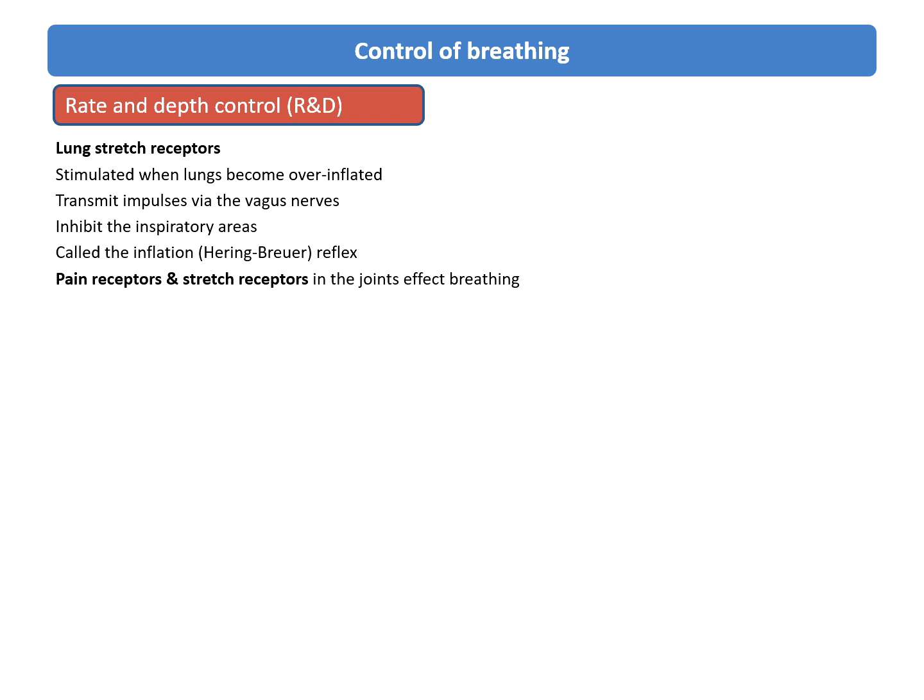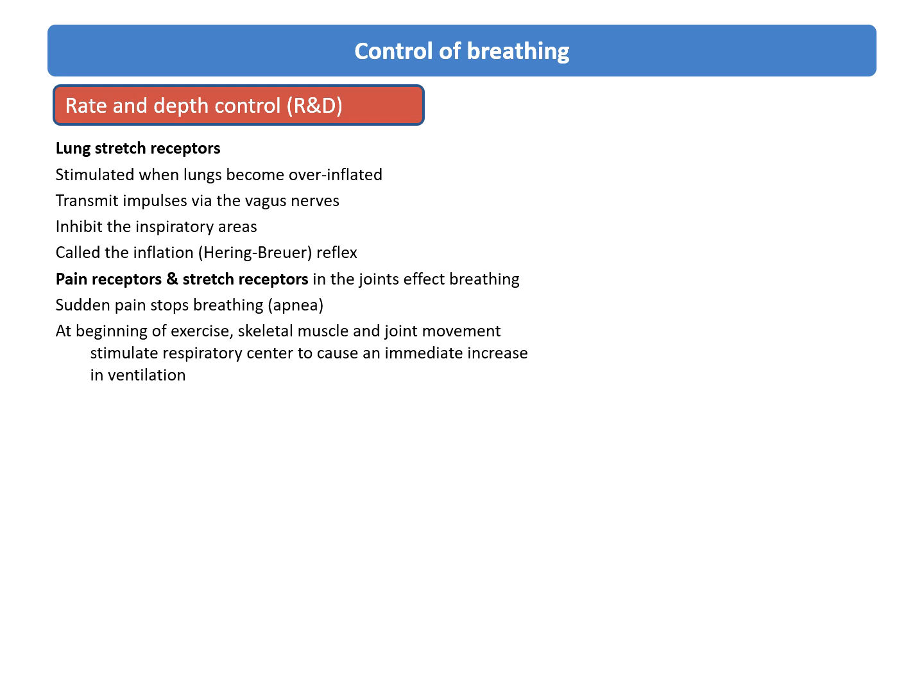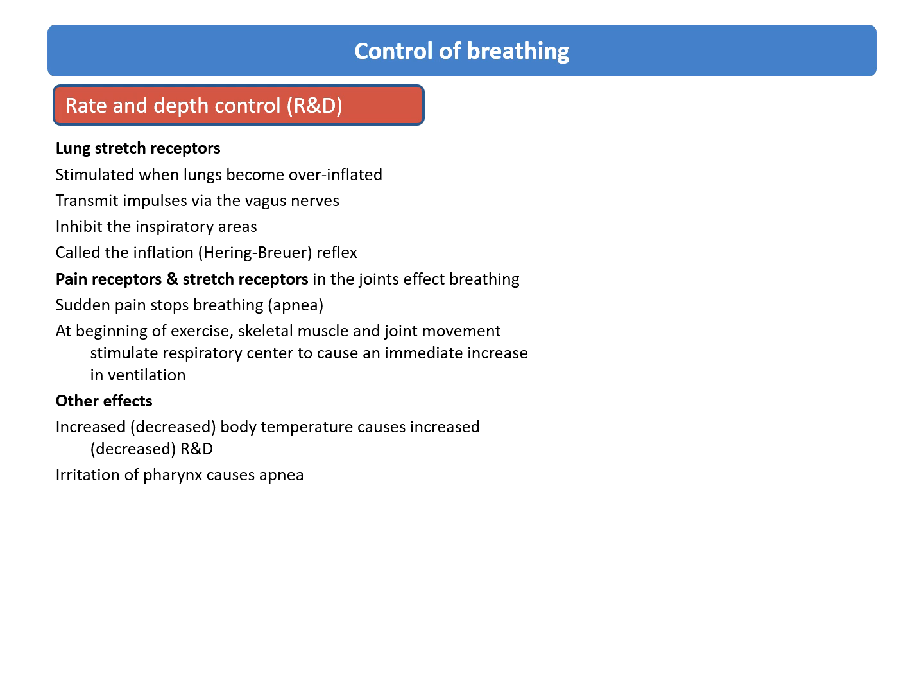There are pain receptors and stretch receptors in the joints that affect breathing. Sudden pain stops breathing, called apnea. At the beginning of exercise, skeletal muscle and joint movement stimulate respiratory centers to cause an immediate increase in ventilation. There are other effects. Increased body temperature causes increased rate and depth. Irritation of the pharynx will cause apnea.